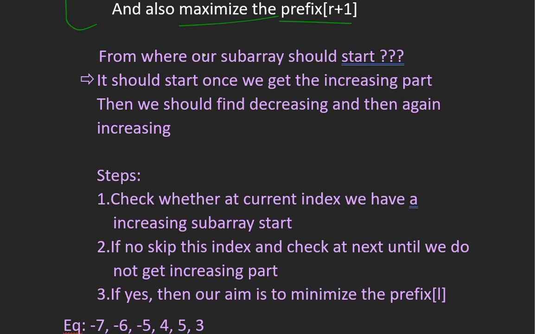And the next thing is where our subarray should start. As we need increasing, decreasing, and increasing, we will be starting once we get the increasing part, right? And then we should find the decreasing and then again the increasing part. Suppose initially we have a constant part, or initially we have a decreasing part, those cases we will be skipping, and we will be taking from the increasing part, right?